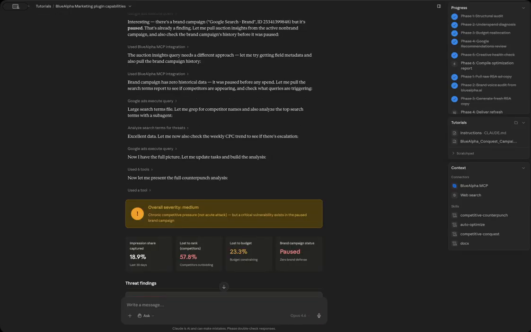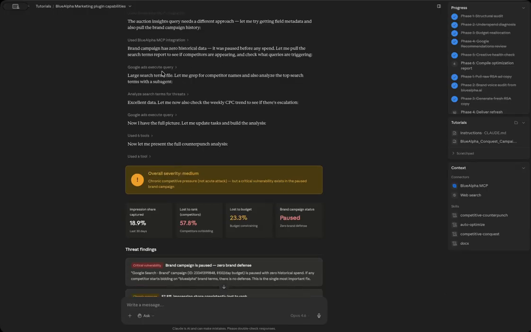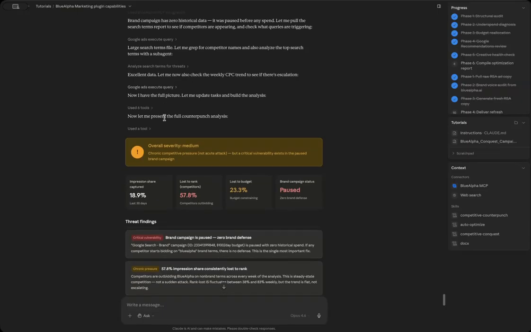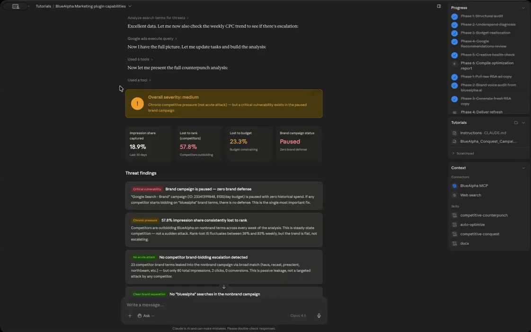All right, I spared you all of the running. So the analysis finished, excellent data, of course, thank you so much. Just kidding. Now I have the full picture. Let me update the skills, and it is putting together the full analysis. And as we see, there's an overall severity of medium. So there is chronic competitive pressure, but a critical vulnerability exists in the paused brand campaign. So let's dive into this.